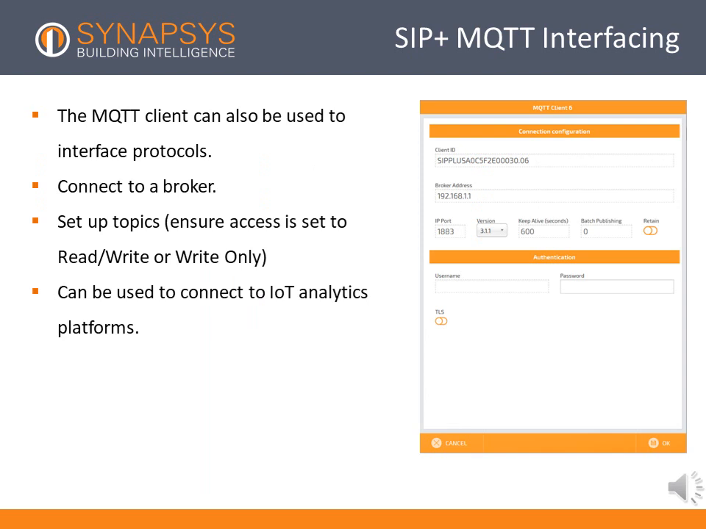To interface to an IoT protocol, there are two options available, MQTT or REST. When using MQTT, configure the driver as described previously in the module. Ensure where points are created, they are set to either write-only or read-write.